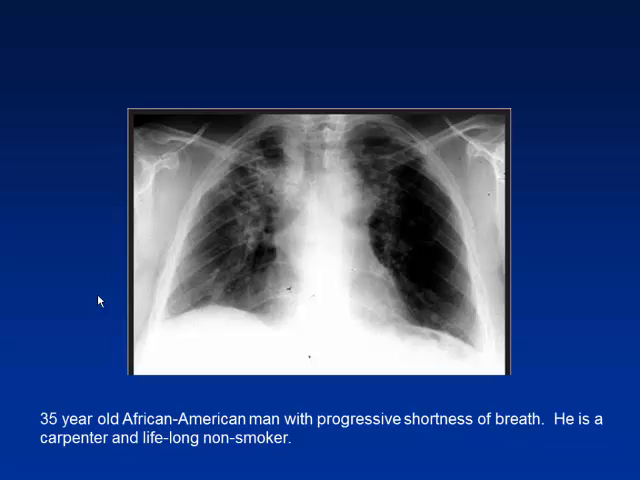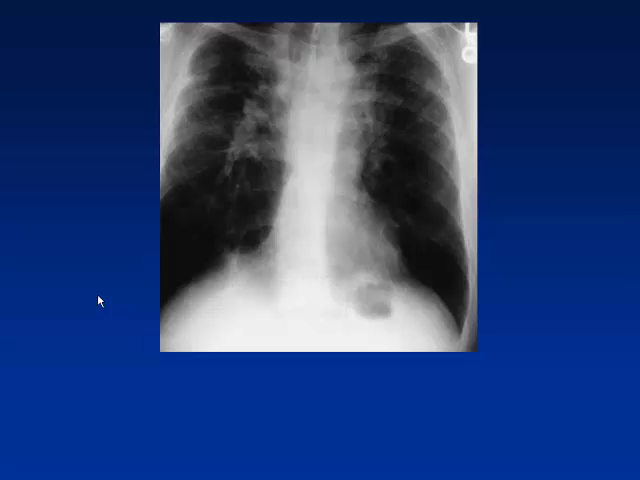A 35-year-old African-American man, progressive shortness of breath, carpenter, lifelong non-smoker. So what do you see, Murad? I would suspect sarcoidosis. Yeah, and I could have just put the X-ray up, and we can do that on Friday, but I put it in the clinical context, right? Now, what about this one? Same thing, right? You see polyadenopathy, upper lobe predominant.